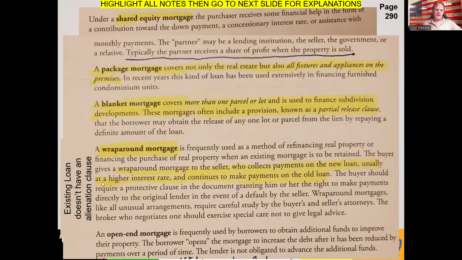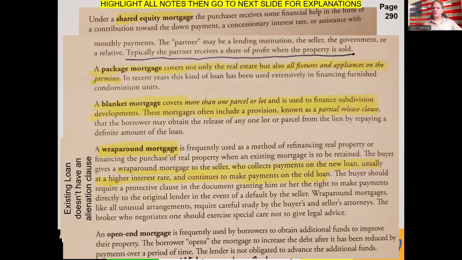Okay, and then a wraparound mortgage. I wrote here on the side, existing loan doesn't have an alienation clause. You could get a wraparound mortgage. A wraparound mortgage, if it doesn't have an alienation clause, that means when you sell the property, it does not need to be paid off in full. So a seller can sell their home and then offer seller financing to a buyer as long as they continue making mortgage payments to their existing lender, they're good. But the house does not need to be paid off in full when they sell it. So it would allow them to offer seller financing like that.